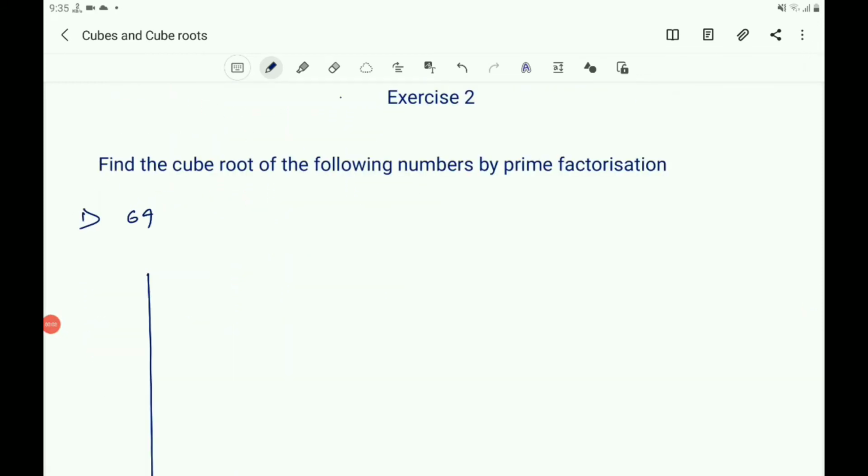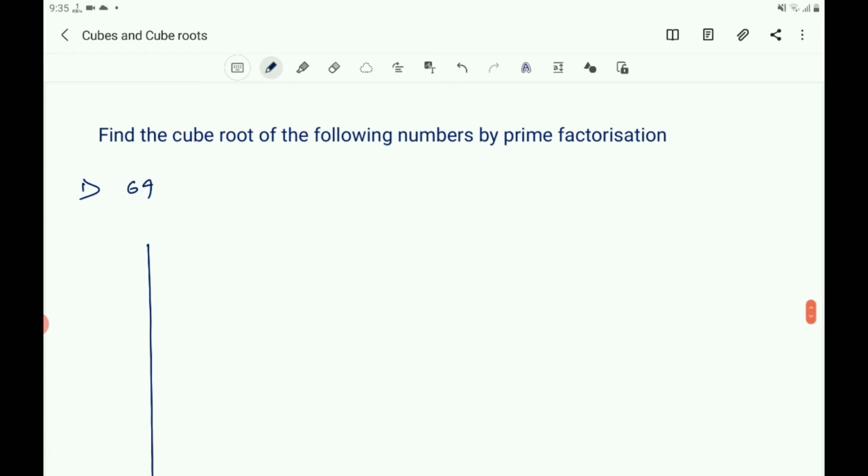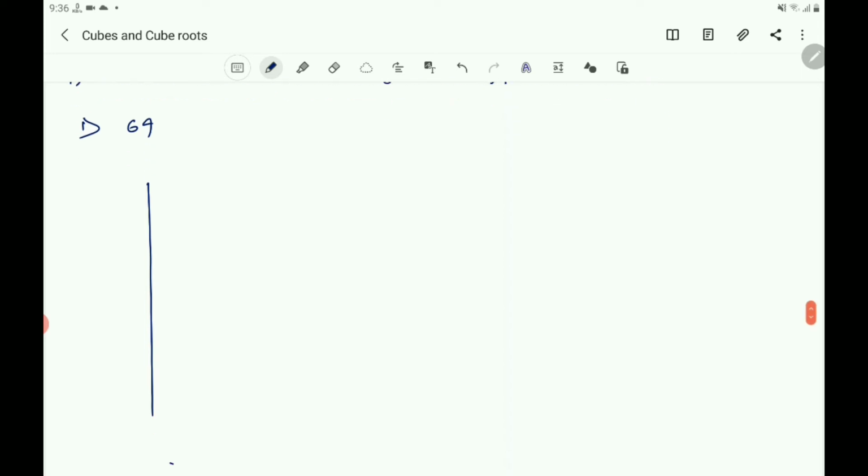Now let us start exercise 2. The first question is, find the cube root of the following numbers by prime factorization. The first number is 64. Now let us find the prime factors of 64.